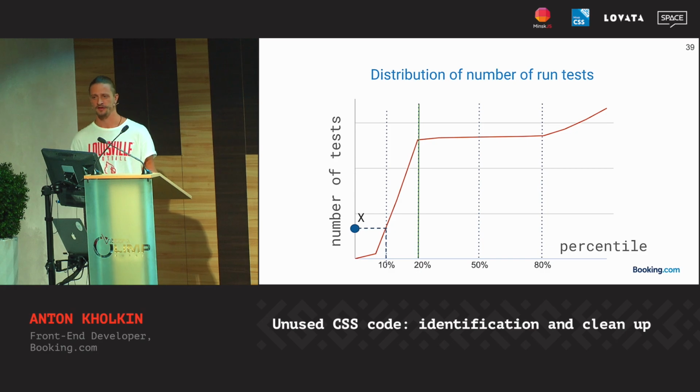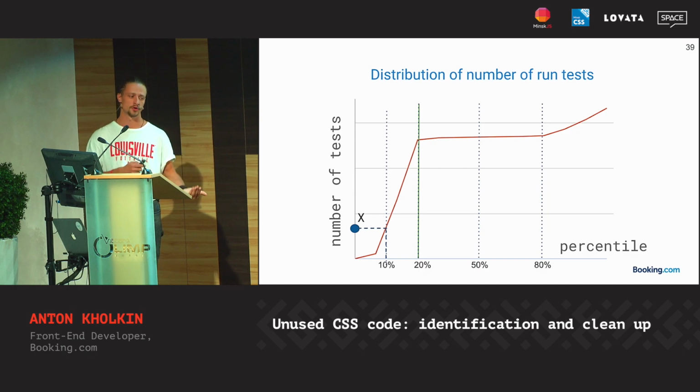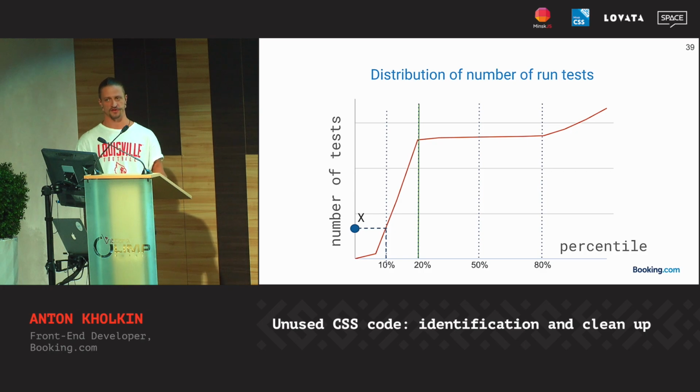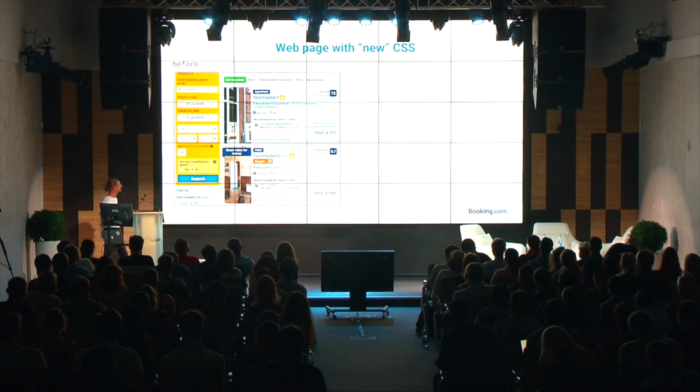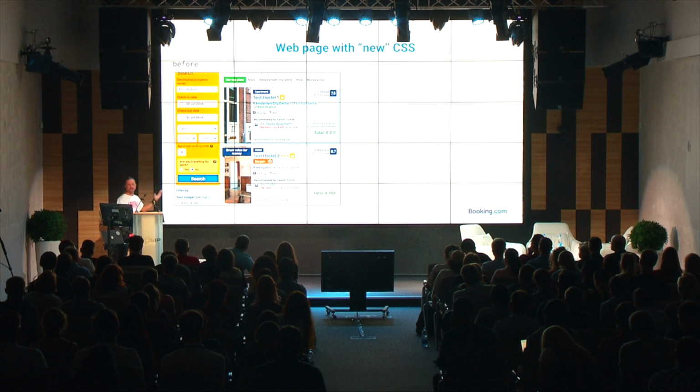But we do everything we launch, and sometimes even fixing, under the A-B test that ensures that we don't hurt or we actually impact some metrics in a good way. And we decided to put the data into actions. So there is a search result page with the old CSS.